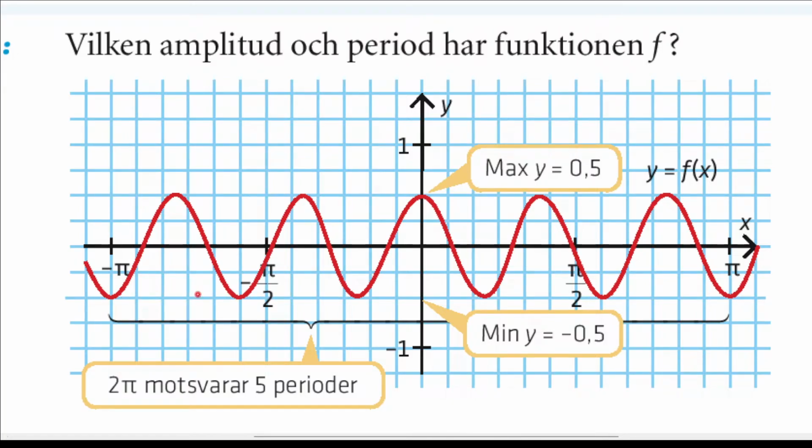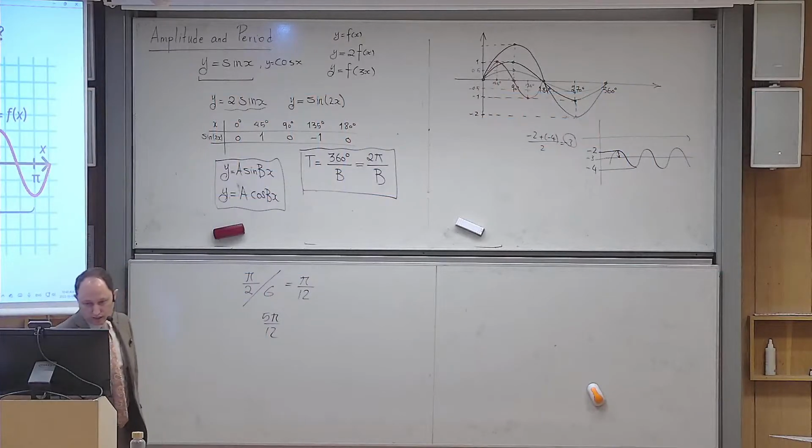1, 2, 3, 4, 5. Yes. And then you need to multiply this by 5. 5 pi over 12. Yeah, so it is 5 pi over 12. Yes. So am I right? But I don't know what they have written here.